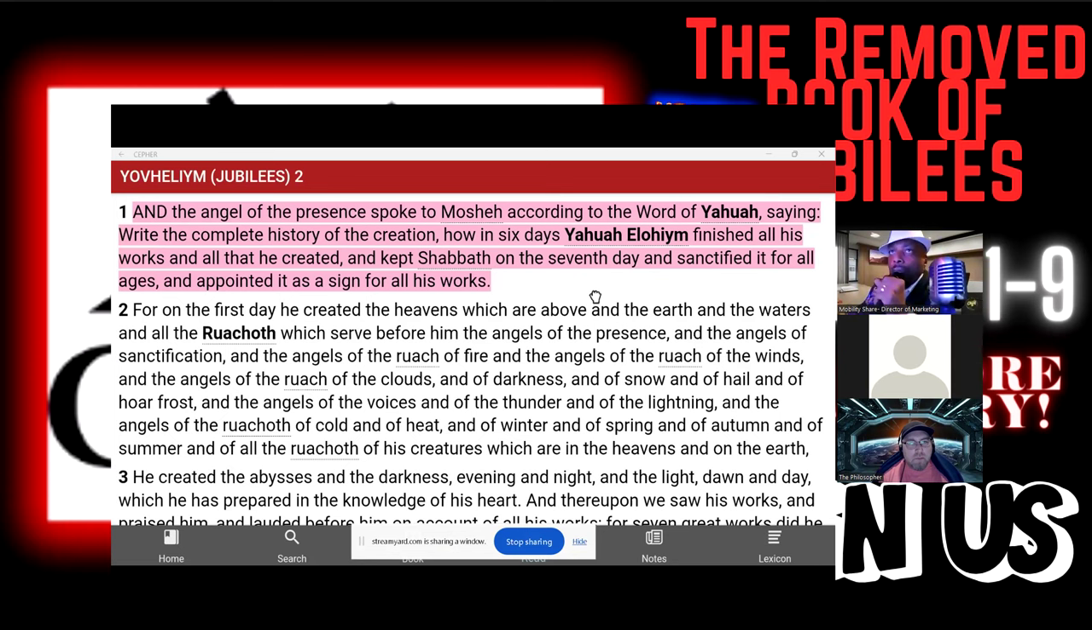And the angel of the presence spoke to Moses, according to the word of Yahuwah, saying, write the complete history of the creation. This is where I'm going to stop. This is where, again, I believe that this is another verification of Moses getting instructions of what to write down. So when I read this several times, this is where I got that confirmation again.